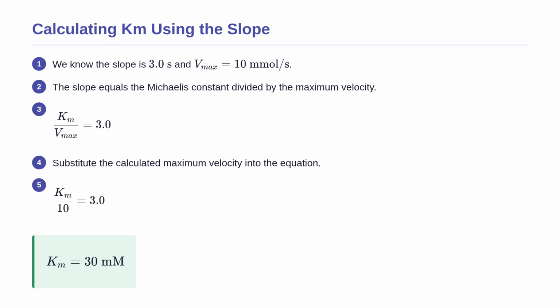This leaves us with a simple algebraic equation. By multiplying both sides by 10 to isolate the variable, we find that the Michaelis constant equals 30 millimolar. This high value indicates that the enzyme has a rather low affinity for its substrate, requiring a large concentration to reach half its maximum speed.